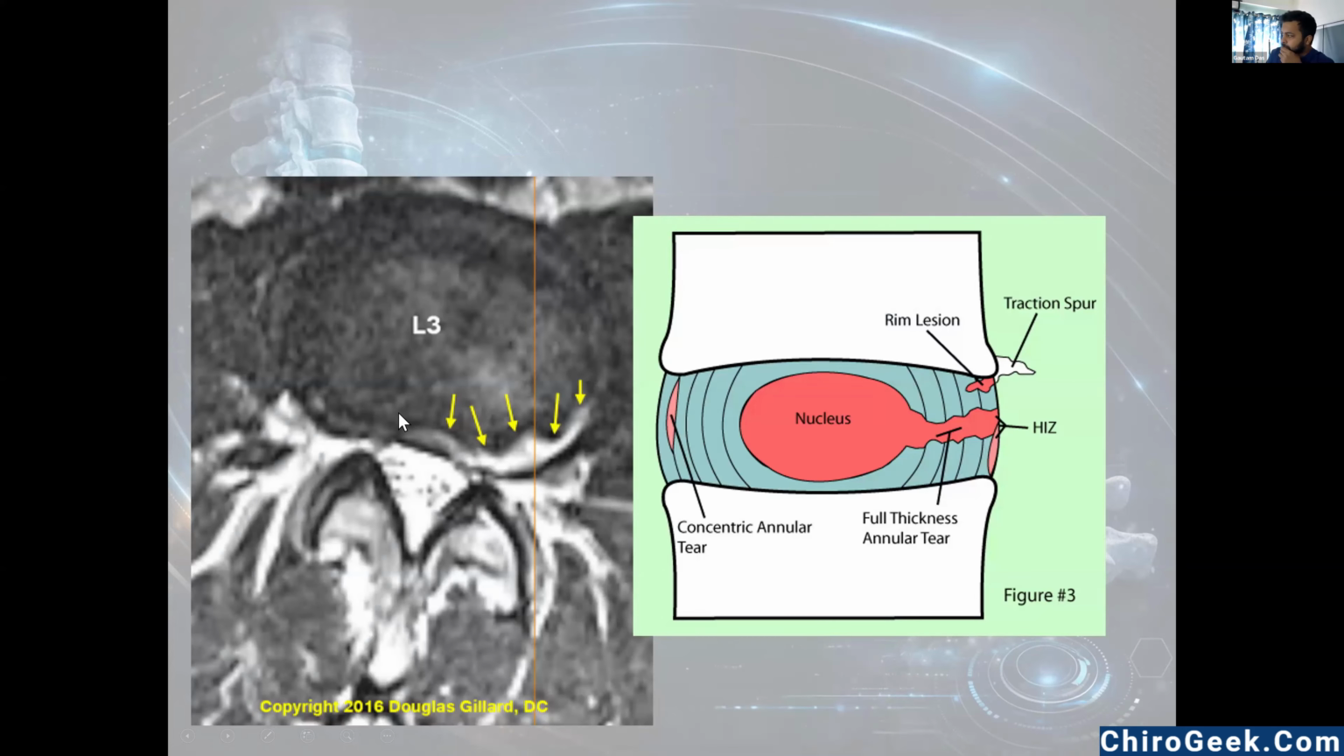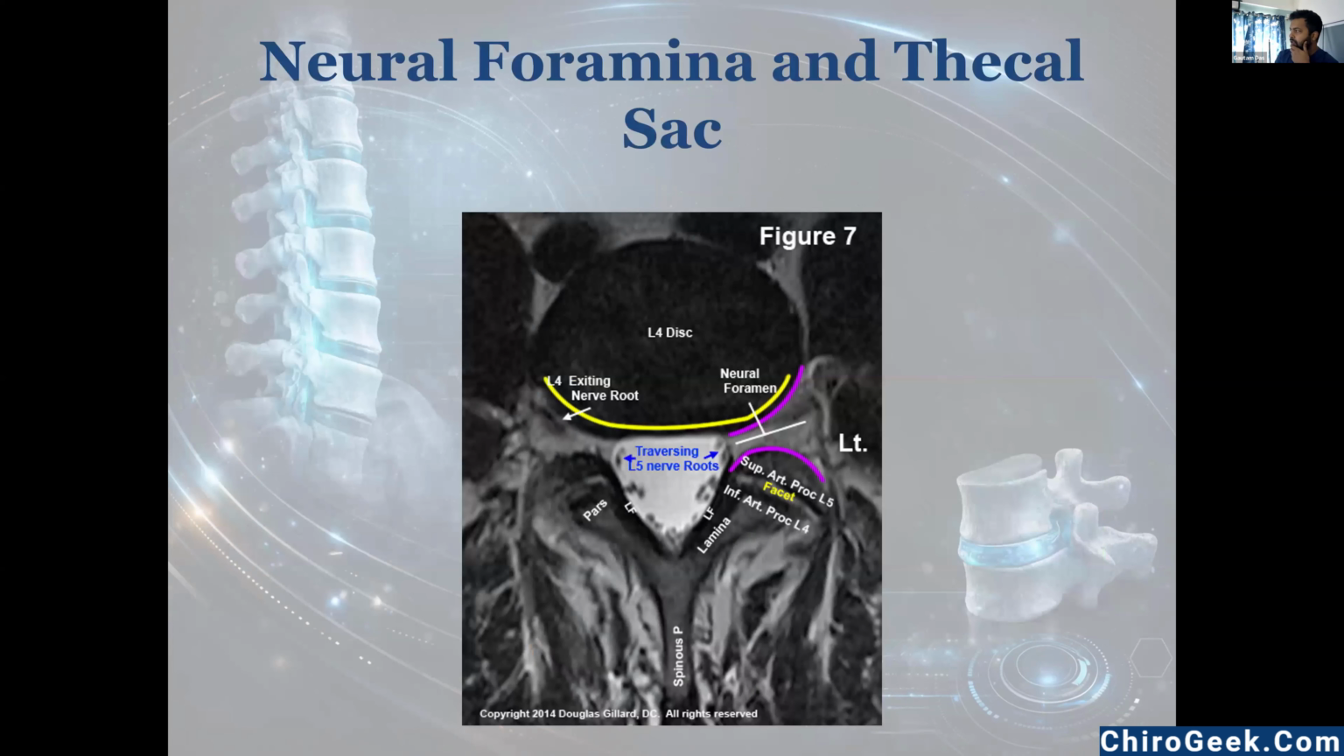And here you can see there is a concentric annular tear. Yesterday, in the last class, we were discussing the types of tears. The concentric annular tear will be like this. But this is the axial cut, where we are taking a cut from this, so it is looking like that.